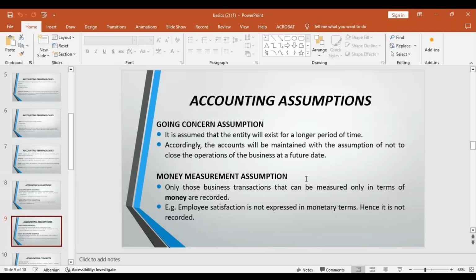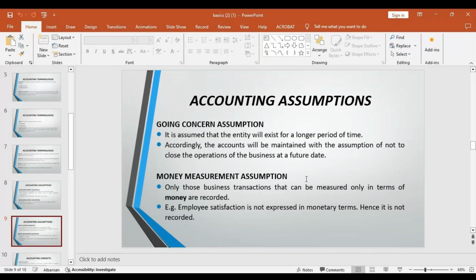Next one says going concern assumption. It is assumed that an entity will exist for a longer period of time. Going concern means what we are going to do for the future is only assumed. Maybe in the next 2 years I'm going to have a 2 crore turnover, then 3 crores, then 30 lakhs. That's how you are going to see your company in the future. You have started with one product, you're not going to end with one product. You are going to add on to your business to stretch the business. You will always assume that our company will continue to a future date.